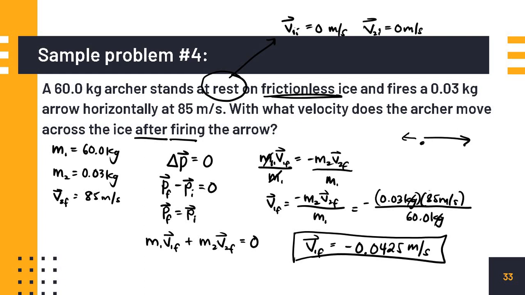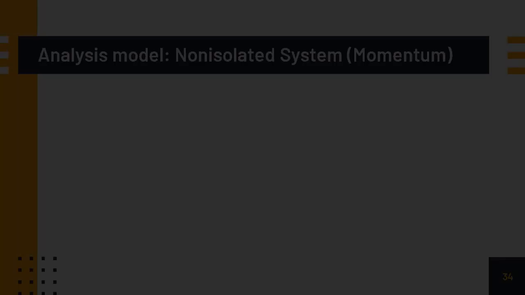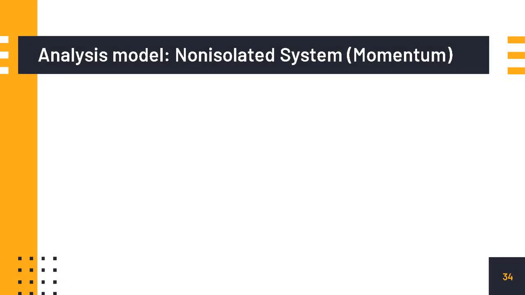Alright, so let's proceed. How about if the particles are located in a non-isolated system? In that case, this time we will use the relationship that we already established or derived in the previous slide, of force and momentum. We will use this relationship in order to identify what happens with momentum once the particles under investigation are located in a non-isolated system.